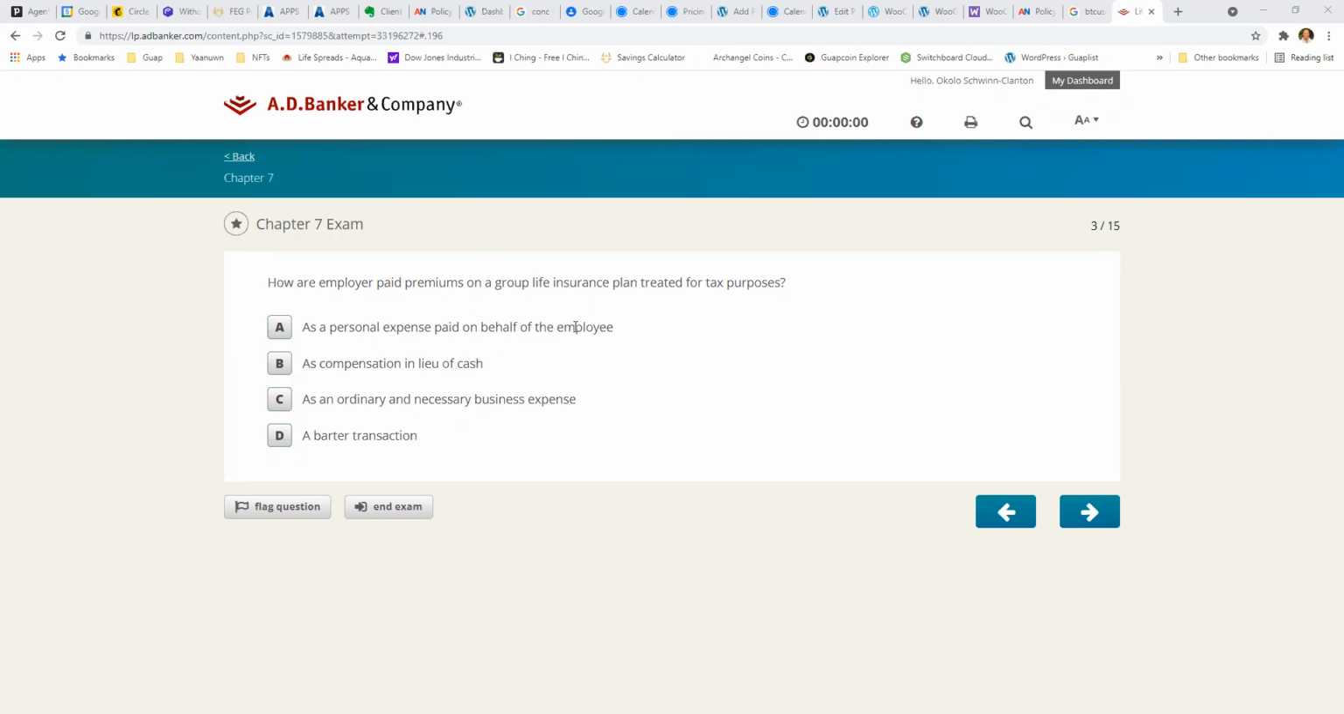Well, it can't be paid by the employee if it was paid by the employer. So that doesn't make sense. As compensation in lieu of cash. I think it's C. As an ordinary and necessary business expense, a barter transaction. C like cat.